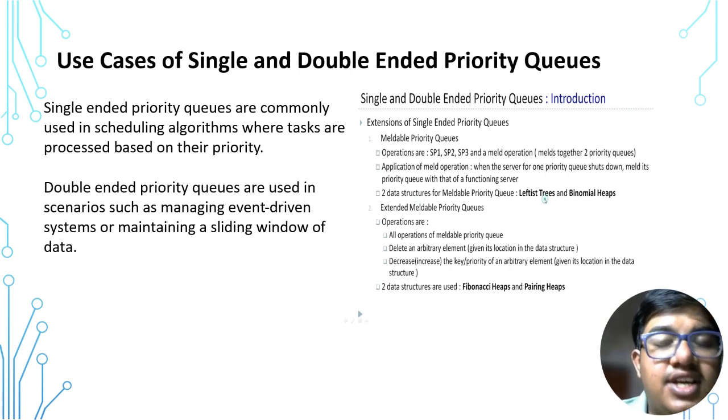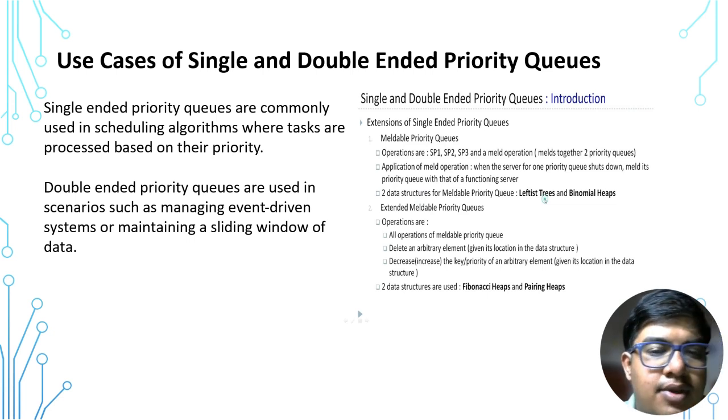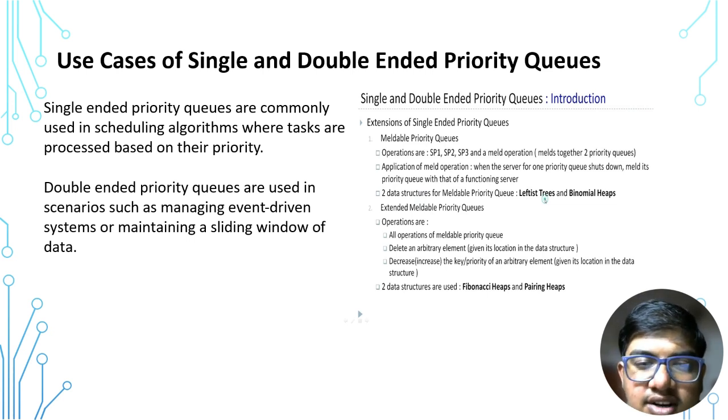Use case of single and double-ended priority queues. Single-ended priority queues are commonly used in scheduling algorithms where tasks are processed based on their priority. Double-ended priority queues are used in scenarios such as managing event-driven systems or maintaining a sliding window of data. So, single-ended or double-ended priority queues are mainly used in scenarios managing an event-driven system. By event-driven system, you mean a system which occurs only when there is a confirmation of an event occurring. So let's move on.